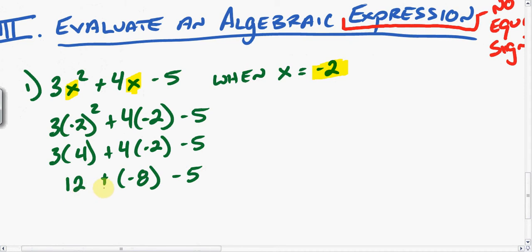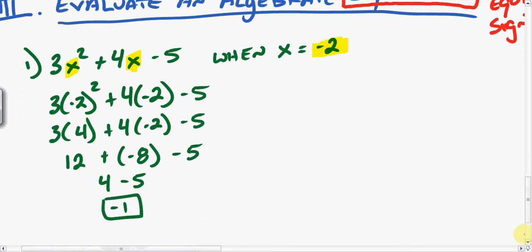So we're going to say 12 plus negative 8. Well, 12 plus negative 8 is going to give us 4. I'm going to drop down my 5, and 4 minus 5 is negative 1. So we've successfully evaluated this algebraic expression when x equals negative 2. We'll look at one more example.